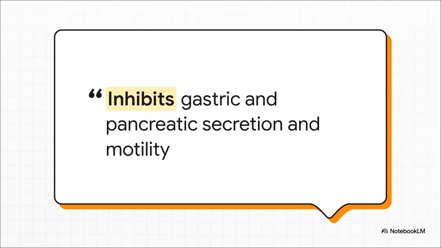Enter peptide YY. Stimulated heavily by the presence of fat arriving way too far down the tract, peptide YY, alongside another hormone called GLP-1, pulls what's perfectly known as the ileal brake. It literally slams the emergency brakes on the entire upper factory. It dramatically inhibits gastric and pancreatic secretion and motility, pausing the stomach and pancreas to give your lower intestine more time to absorb those complex nutrients before they're lost forever.